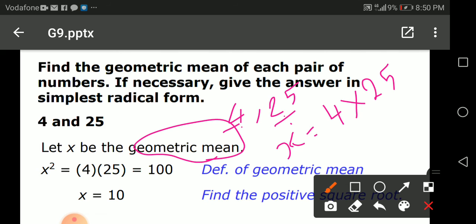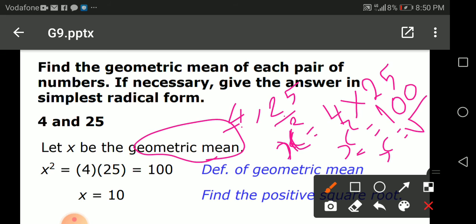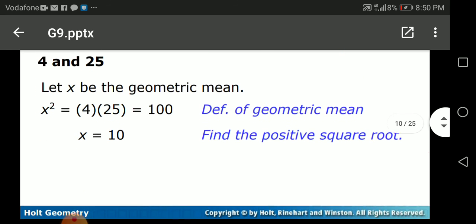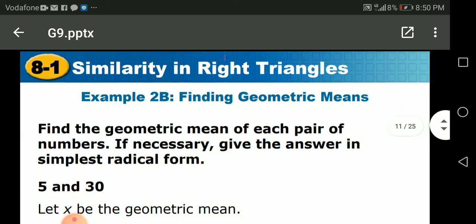So I have here x power 2, don't forget the power, x power 2 equal 4 multiplies 25. So x power 2 equals 100. I need just x, so take the square root. x will be equal to positive or negative 10, but we take only the positive square root.